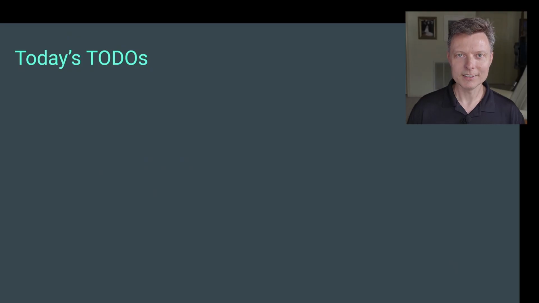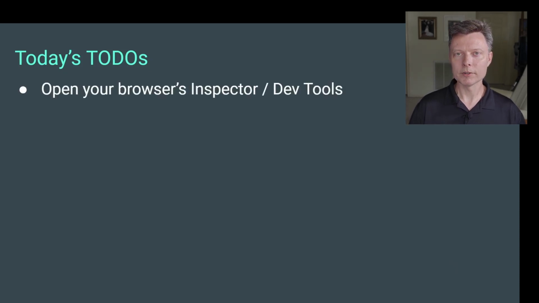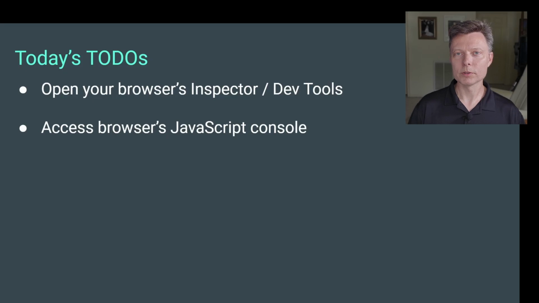So here's what we're going to do today. Today's to-dos. First, I'll show you how to open up the Inspector or DevTools window inside your browser so that we can start exploring JavaScript. Once we're in the DevTools window, we'll gain access to the JavaScript console so we can start typing JavaScript.